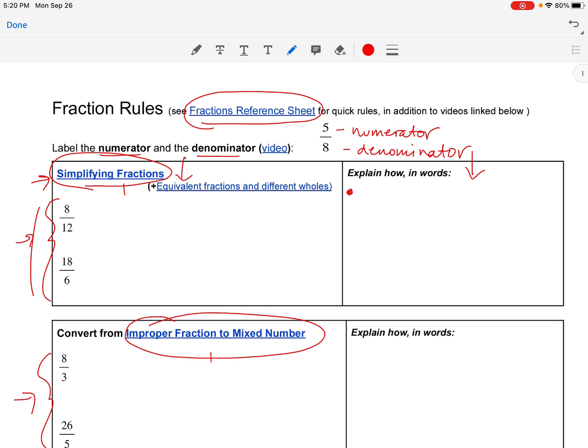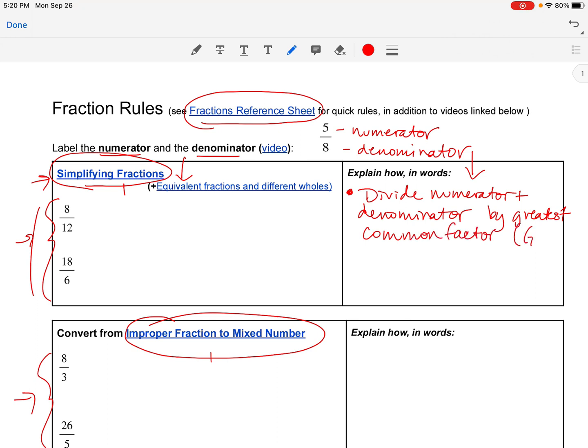So when you simplify a fraction, you have to divide the numerator and denominator by the greatest common factor. An abbreviation for greatest common factor is GCF. So the greatest common factor is the biggest number that goes into both numbers. So when we're looking here, 8 and 12, the greatest common factor of 8 and 12, the biggest number that divides into both of them, is 4.